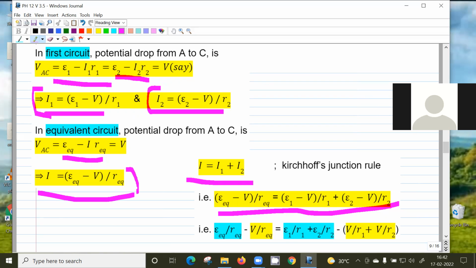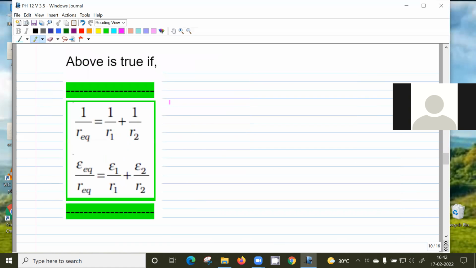So since these things have to be equal, I'm getting these two conditions for the equivalent circuit. So R equivalent is related to R1 and R2 as this one, and E equivalent is related to E1 and E2 like this one.